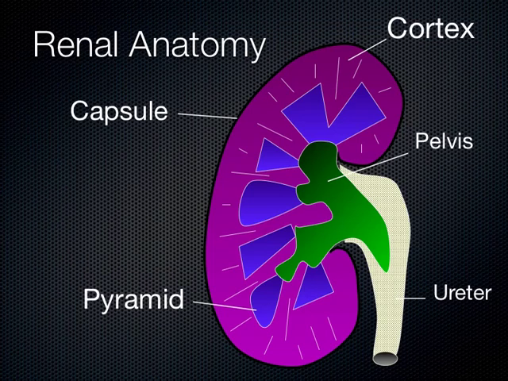And just to remind you of these details in a schematic, this is the capsule out here. Again, this is the renal cortex out here, and this is the renal pyramid. These renal pyramids all coalesce together to drain the urine into the renal pelvis, sometimes called the renal sinus, which then drains out the ureter.